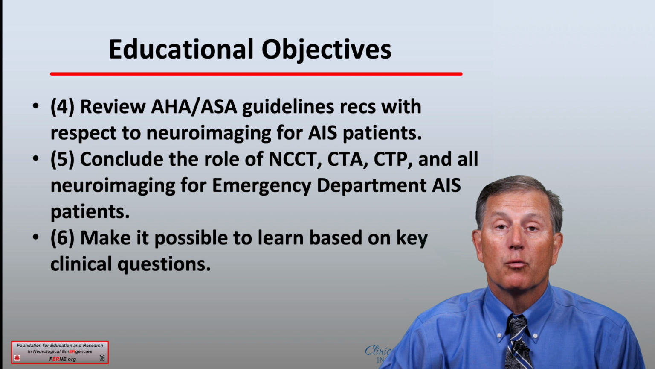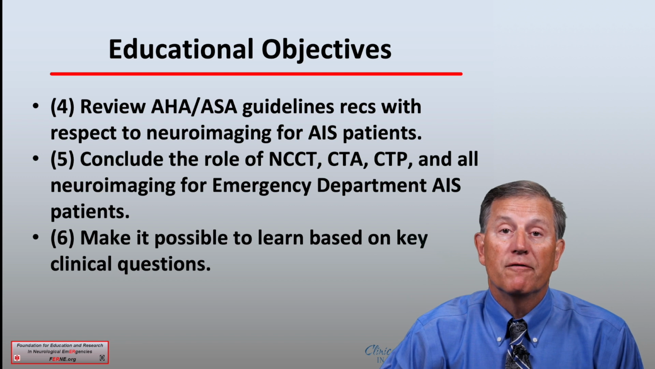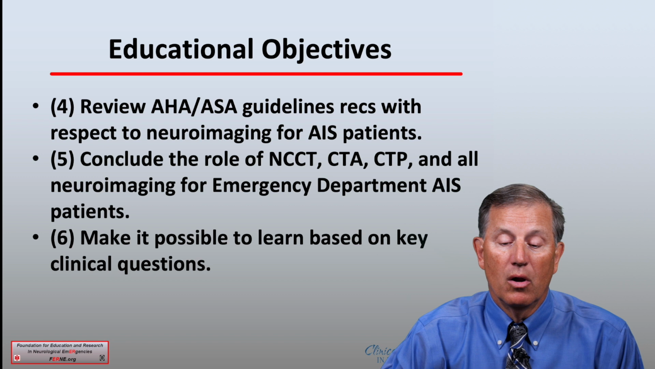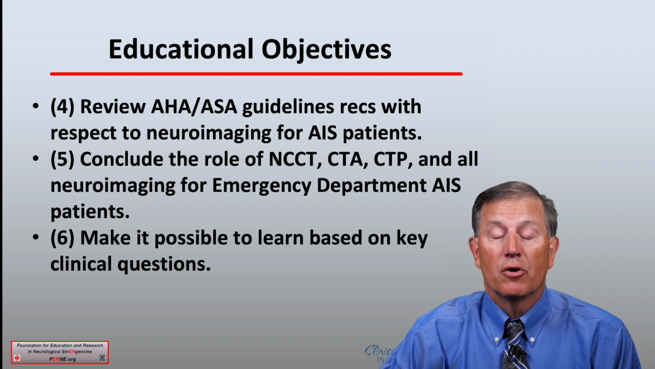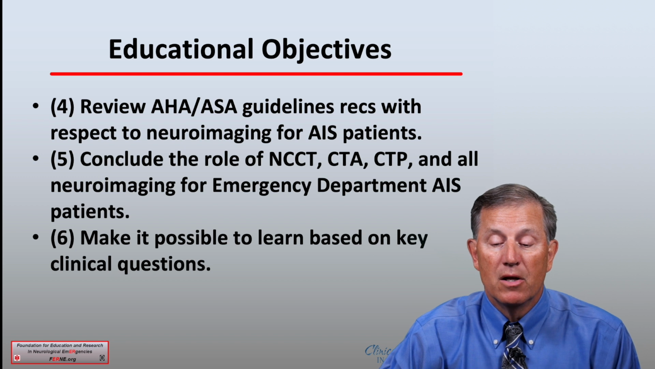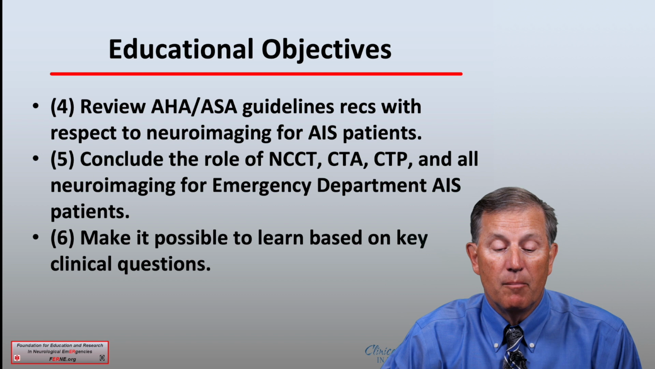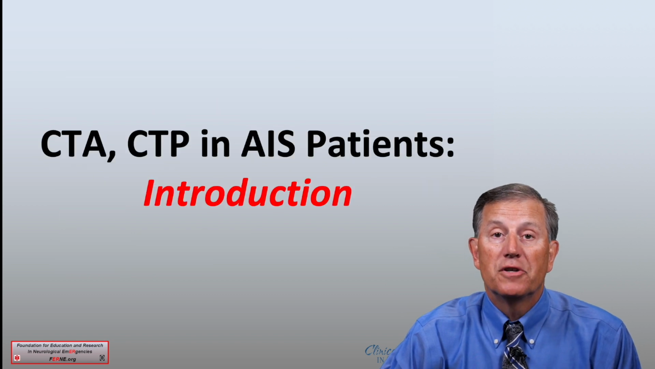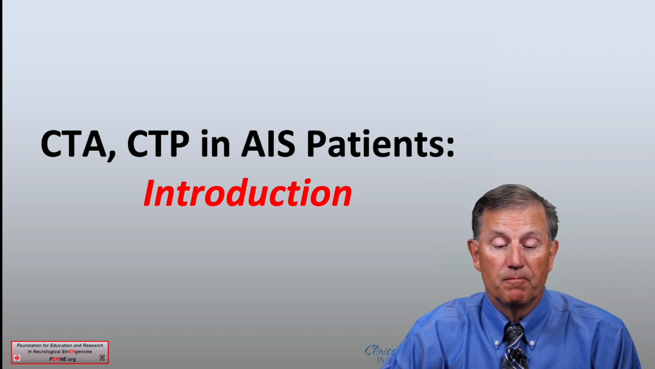We'd also like to review the AHA-ASA guideline and recommendations made with respect to neuroimaging for acute ischemic stroke patients. We will conclude with the role of NCCT, CTA, CTP, and all neuroimaging for emergency department stroke patients. And we'd like to make it possible to learn based on key clinical questions. An introduction regarding the use of CT studies in stroke patients.